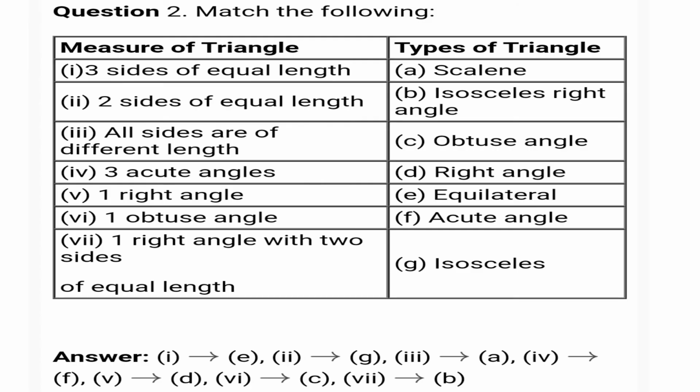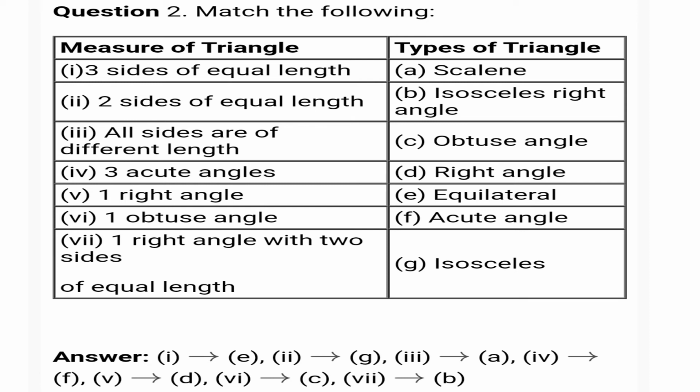Now, let us try to solve few of the questions given in exercise 5.6. Question 2. Match the following. Here, few of the properties of triangles are given and we are supposed to identify which type of triangle does that belong to. Thus, number 1.